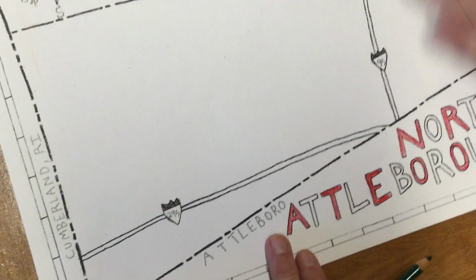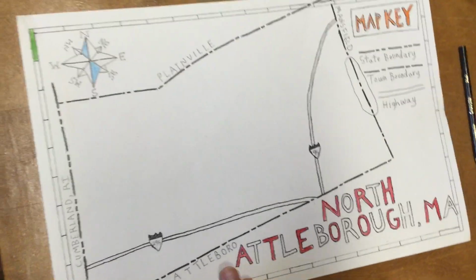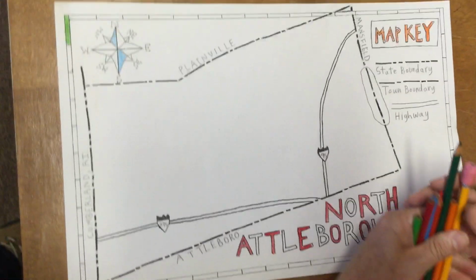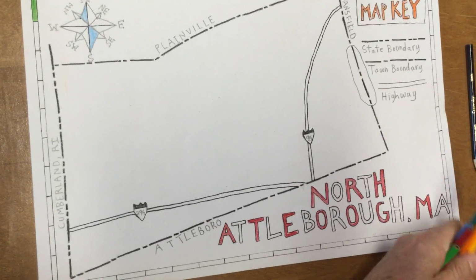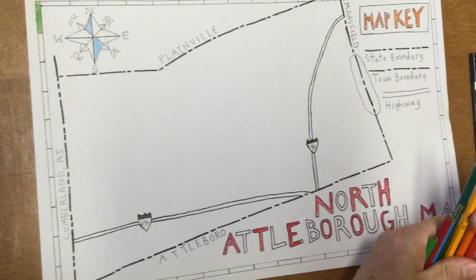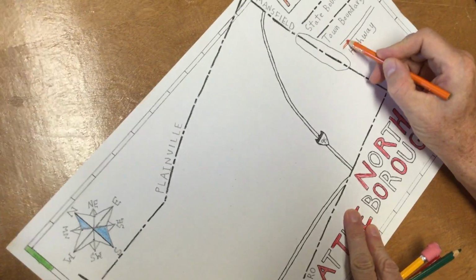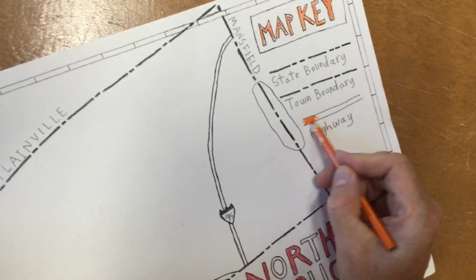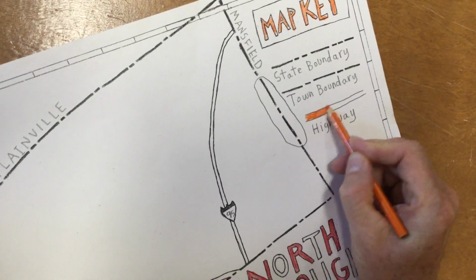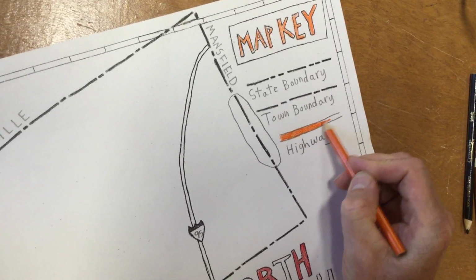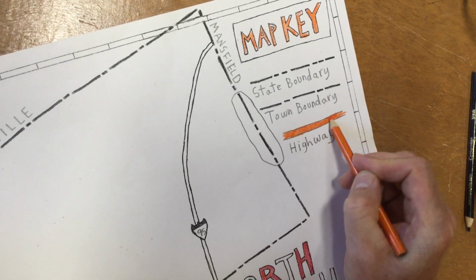And let's pick a color for the highway too. It could be a dark color or a brighter color. Maybe I'll go with an orange, kind of a brighter color. First things first, do the one in the key. Let's choose the color and use it in the key. Now you don't have to use orange.